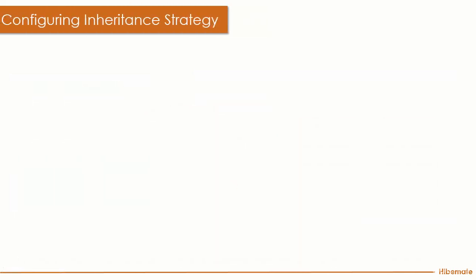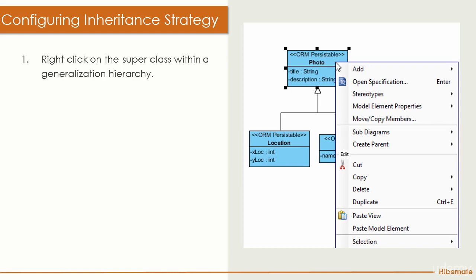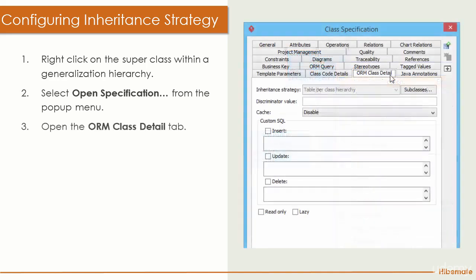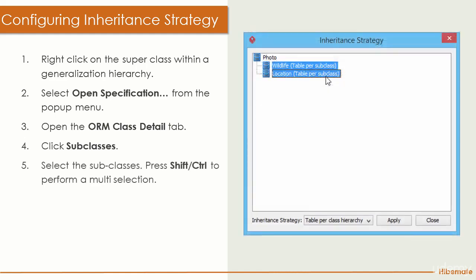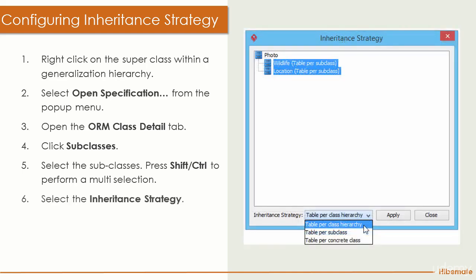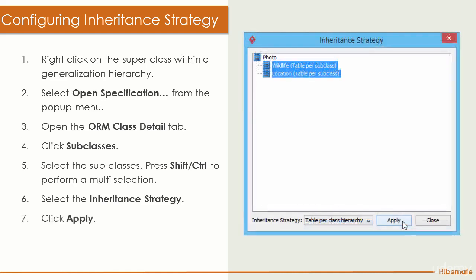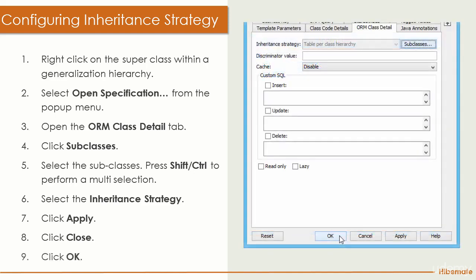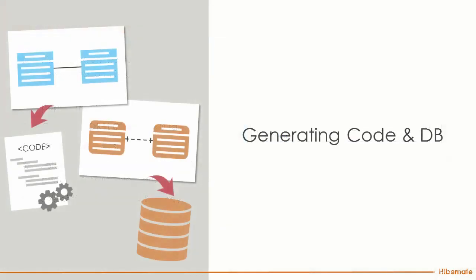To configure the strategy is easy. You just right-click on the superclass, the top of the inheritance structure, open the specification, and then go to the ORM class detail. Then click on the subclasses and select the strategy. Select the class and change the strategy to table per class hierarchy, table per subclass, or table per concrete class, and then you just apply and close the dialog, and then click OK to exit the specification dialog box.